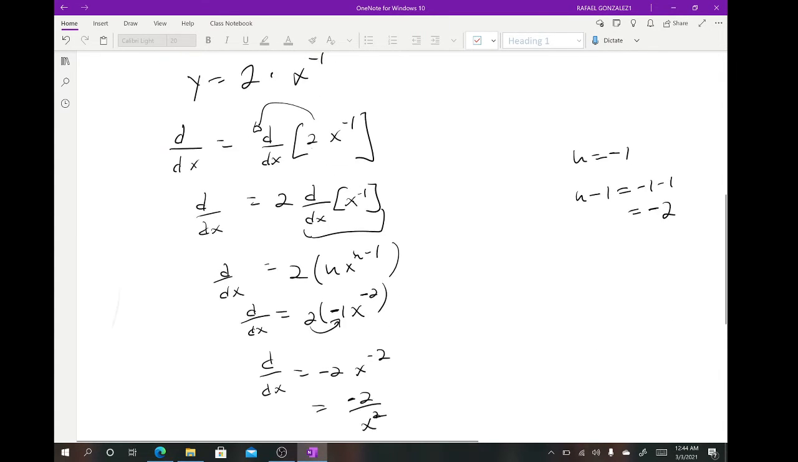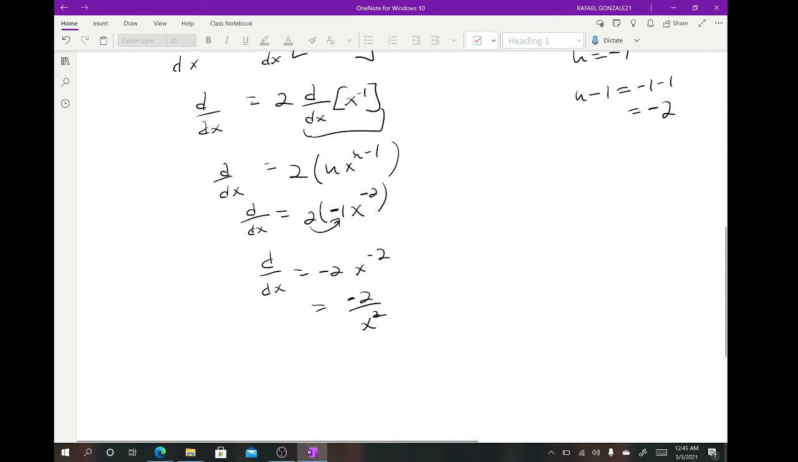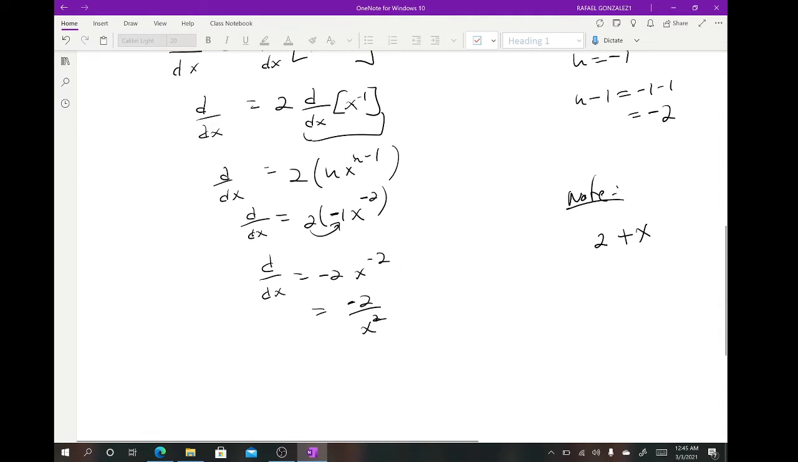So again, what the constant multiple rule says is that if you're multiplying a constant times a function, then you simply take the derivative of the function and then multiply by the constant. This is not the same as, let's say, the derivative of 2 plus x. That's completely different. Not the same. So just keep that in mind.